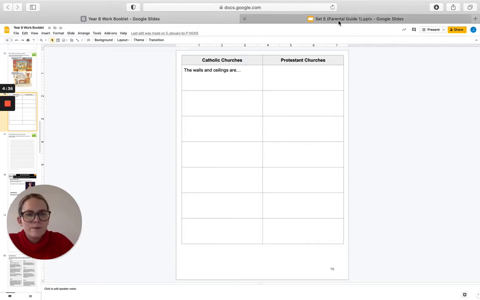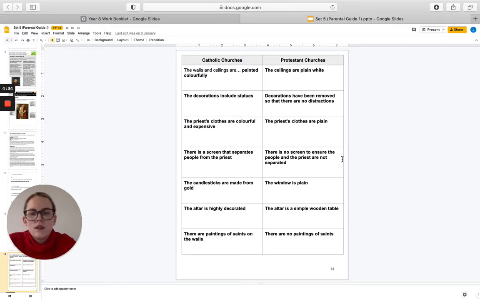So, the first one is that the walls and ceilings are painted colourfully in the Catholic Church, but in the Protestant Church they're painted white instead. You've got the decorations include statues, but in Protestant churches decorations have all been completely removed so that there are no distractions. The priest's clothes in Catholic Church are colourful and look very expensive, whereas the priest's clothes in a Protestant church are plain and probably quite cheap to make.